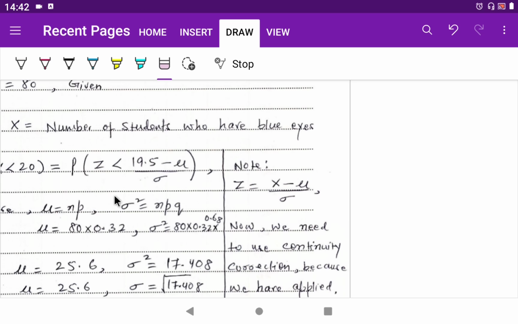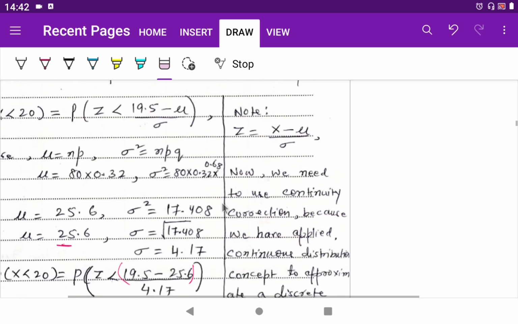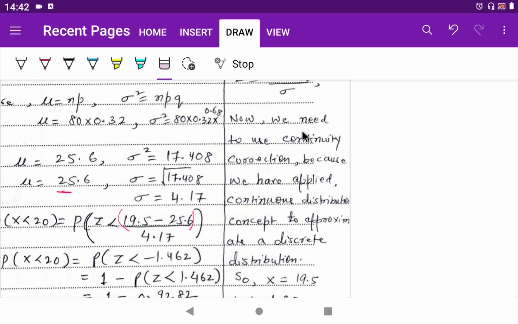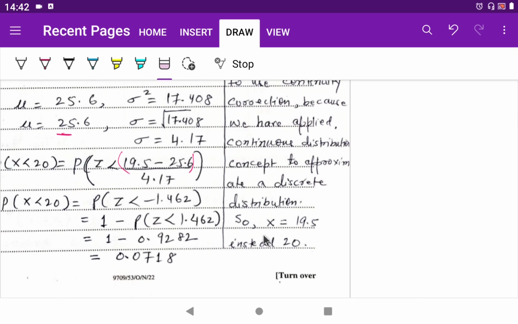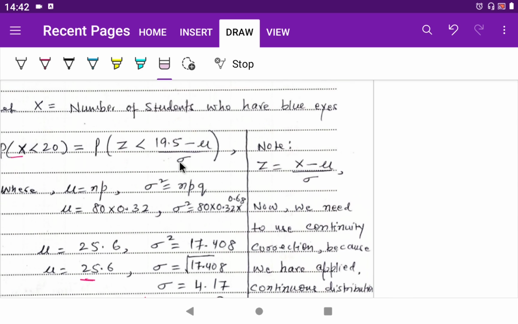Because we have discrete data and we are converting it into a normal distribution, we need to use continuity correction, because we have applied a continuous distribution concept to approximate a discrete distribution. So x is equal to 19.5 instead of 20. We don't take 20, we take 19.5.